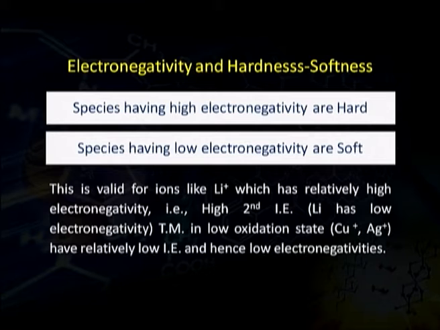Similarly, transition metals in low oxidation state like Cu+ and Ag+ have relatively low ionization energies, because they have a number of electrons in their valence d orbital, which can be easily removed. A very low ionization energy would be required to remove them, and hence these have low electronegativities. And since these species have low electronegativities, they are considered to be soft.